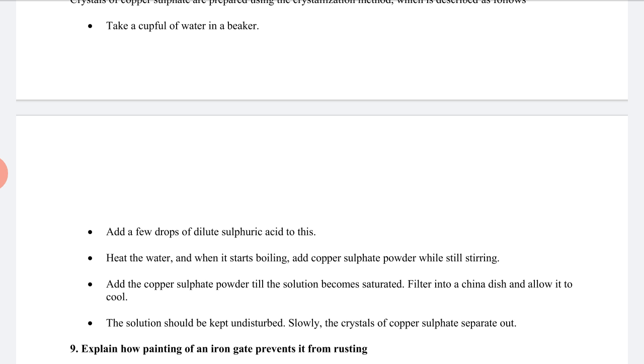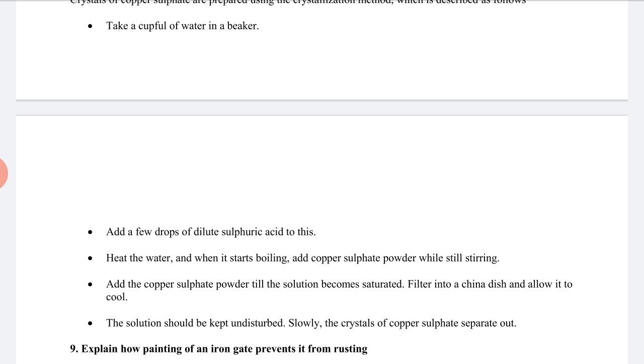Leave the solution for some time, then filter it into a china dish. The solution is filtered into the china dish and allowed to cool. The solution should be kept undisturbed. Slowly the crystals are formed. So the crystals of copper sulfate separate out.